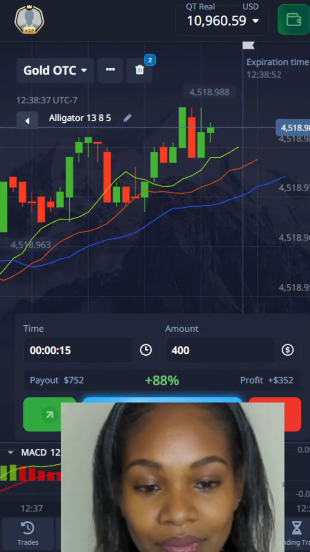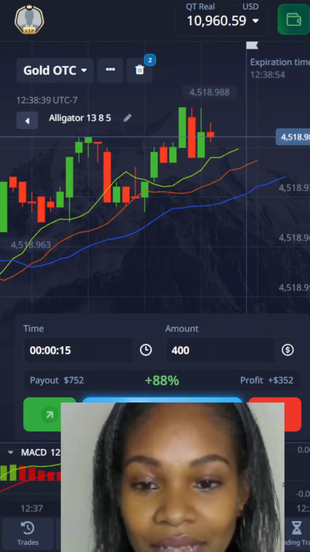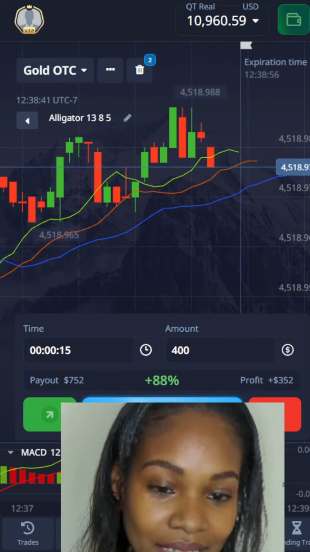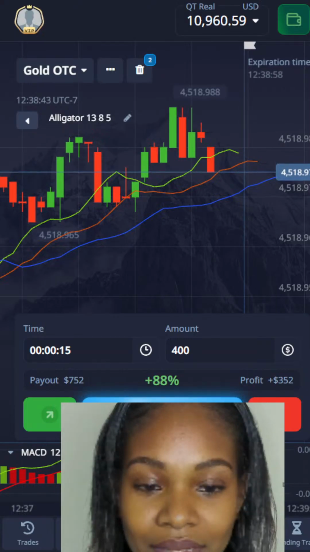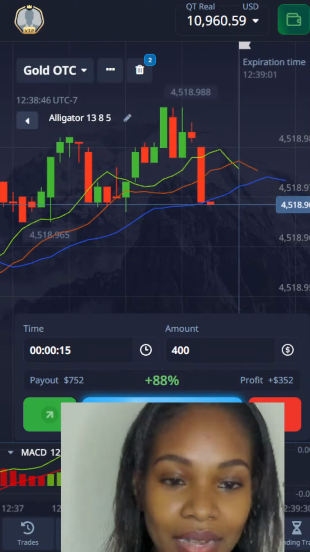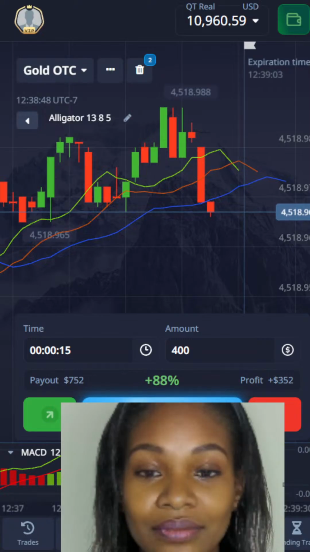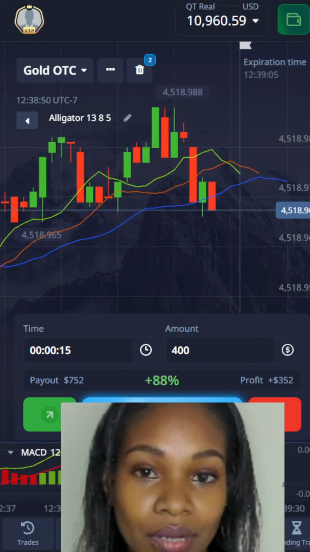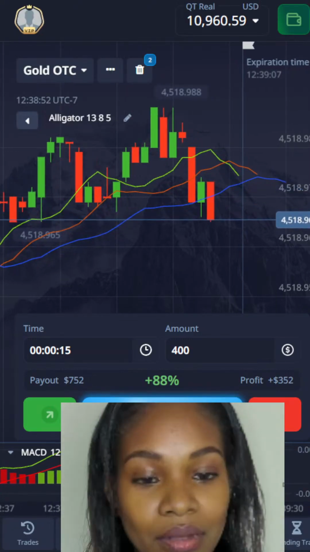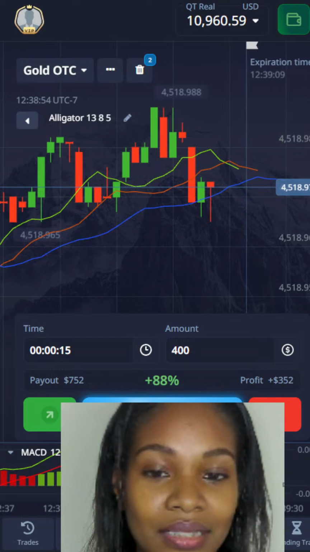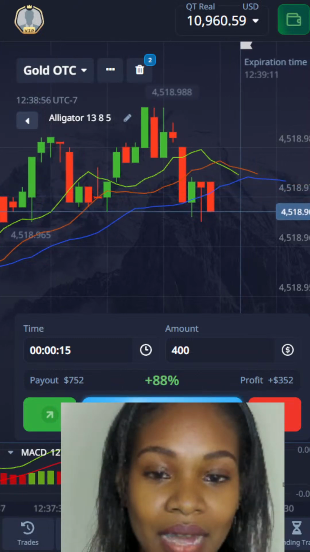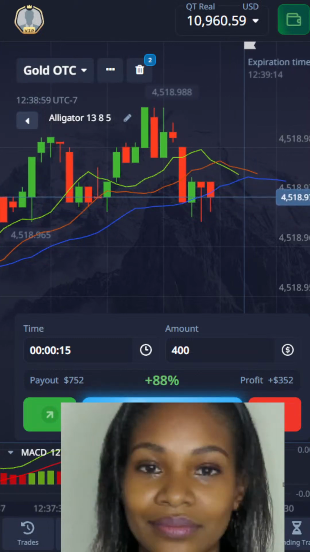Then as you look at my chart over here, I have the alligator indicator and the MACD indicator. On my end, when I have those three confluences that I've told you about, which is the market direction, market structure, and the candlestick pattern, I can place in my trades and get some profits out of it.